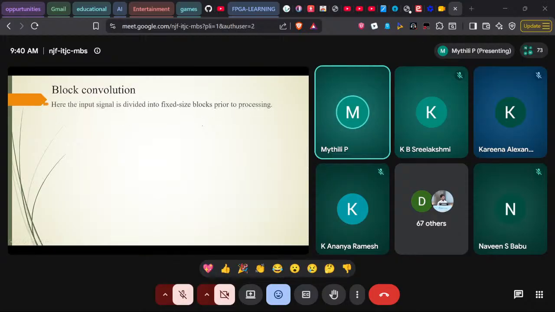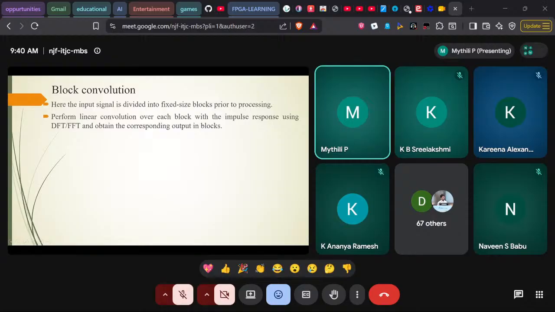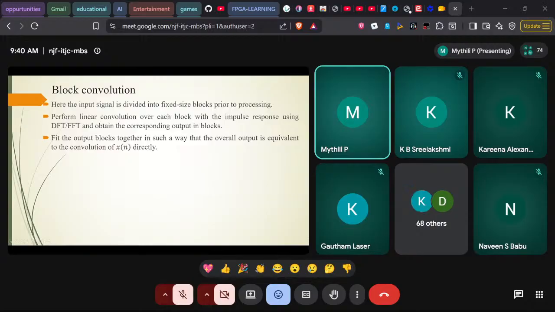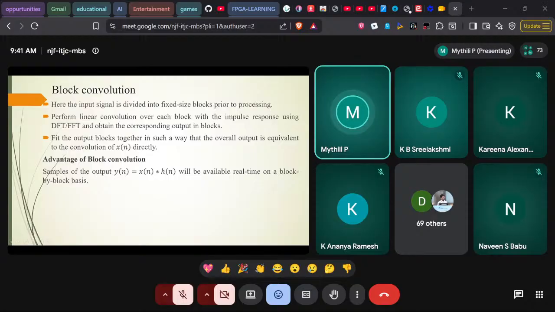As I said, the input signal is divided into fixed blocks before processing. Then convolution over each block with the impulse response is done, and you get some output blocks: first convolution, first block; second convolution, second block. They can be connected in a convenient way so that you get the correct output. The advantage of block convolution is that samples of the output will be available in real time on a block by block basis.